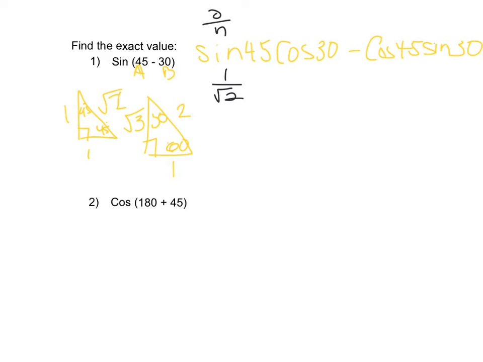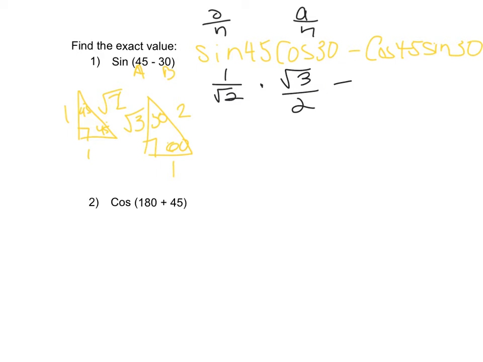Okay, now I'm going to look at the cosine of 30. Cosine is adjacent over hypotenuse. So I'm going to go to the 30 spot. Adjacent is the side attached to it, and the hypotenuse is across from the right angle. So the adjacent side is the radical 3, and the hypotenuse is the 2. So this is going to be radical 3 over 2, and I'm going to multiply those together in a second. All right, then I'm going to do the cosine of 45.